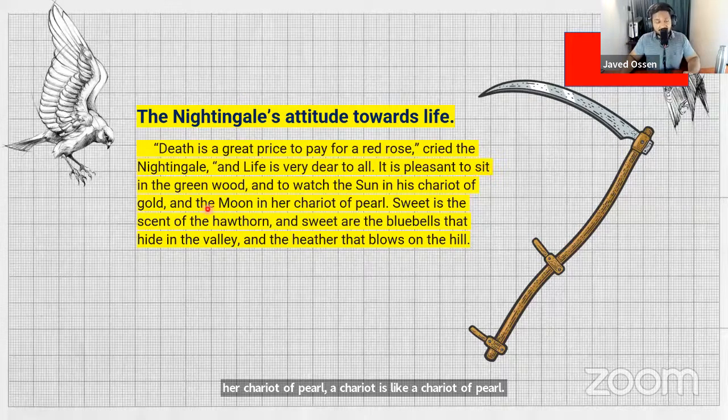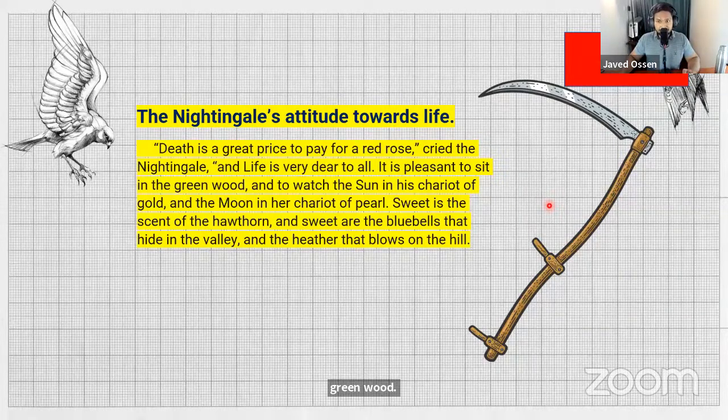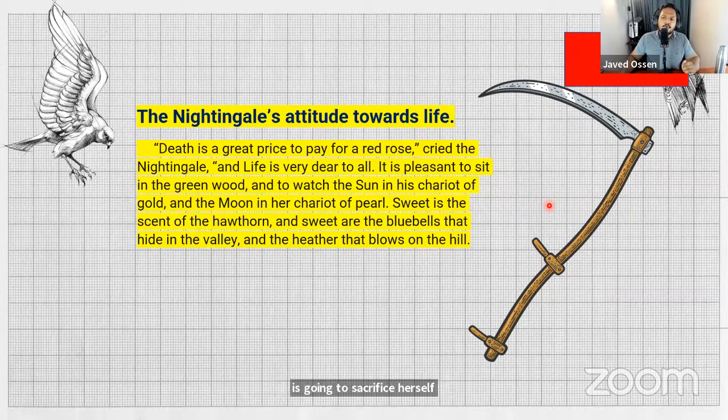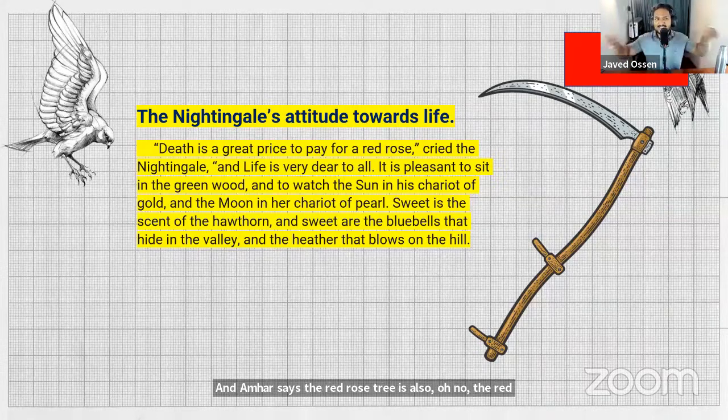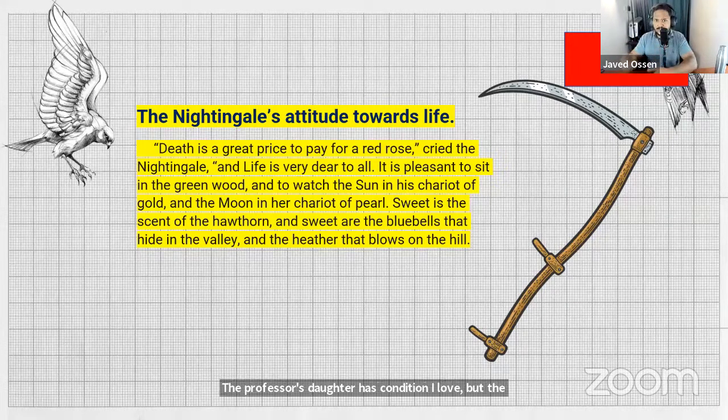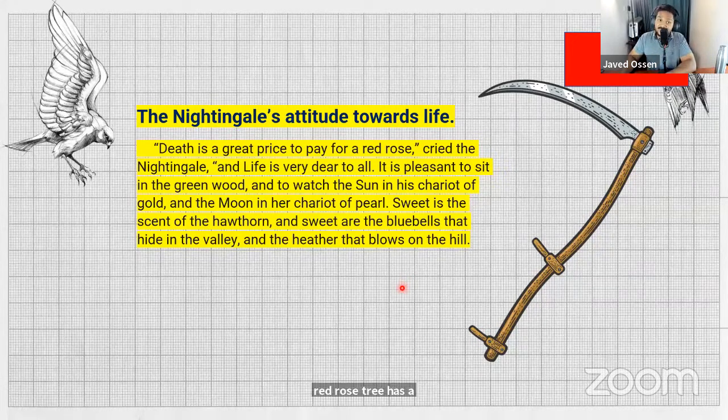It is pleasant to sit in the green wood. What do you mean by the green wood? It means the forest. And you're right, Amra. The nightingale is going to sacrifice herself. Agreed, Nangi. Well done. And then you're right, Hamna. The nightingale is going to sacrifice herself. And Amhar says the red rose tree is also, oh no, the red rose tree doesn't love anyone. The red rose tree has a condition, but not conditional love. The professor's daughter has conditional love, but the red rose tree has a condition. What does he say? Not conditional love, but there's a condition.